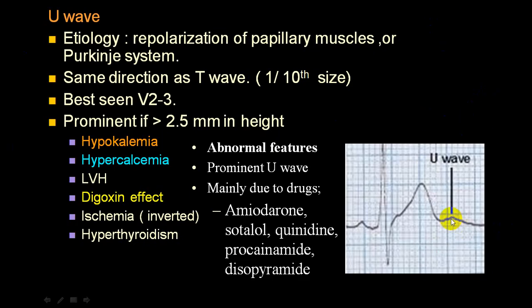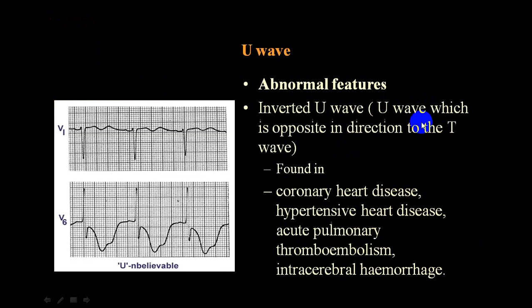Again, you can see this is a normal U wave. In some drugs also, amiodarone, sotalol, quinidine, procainamide, disopyramide, these are drugs which are also utilized in cardiac arrhythmias, etc. In some cases of hyperthyroidism also you can have appearance of a U wave. So do keep it in mind. But mainly you must rule out hypokalemia.